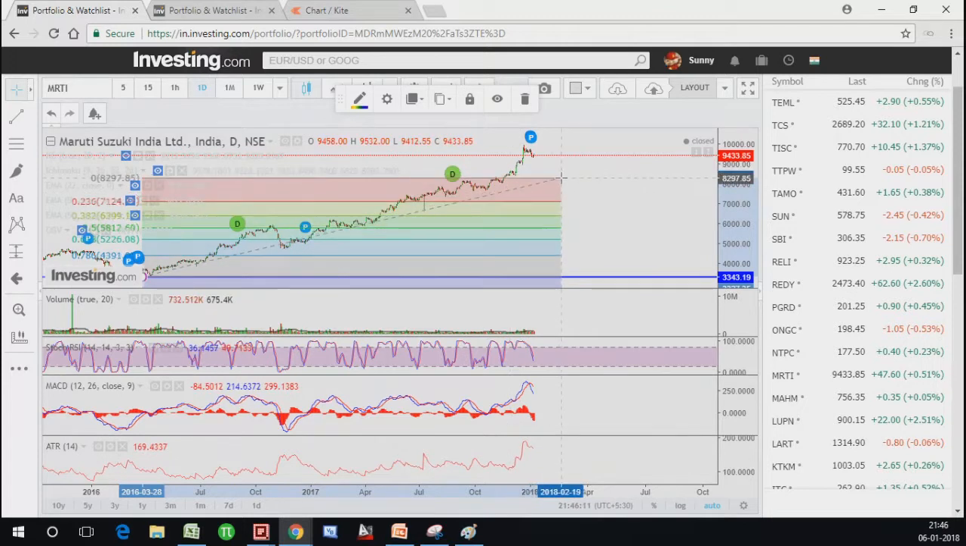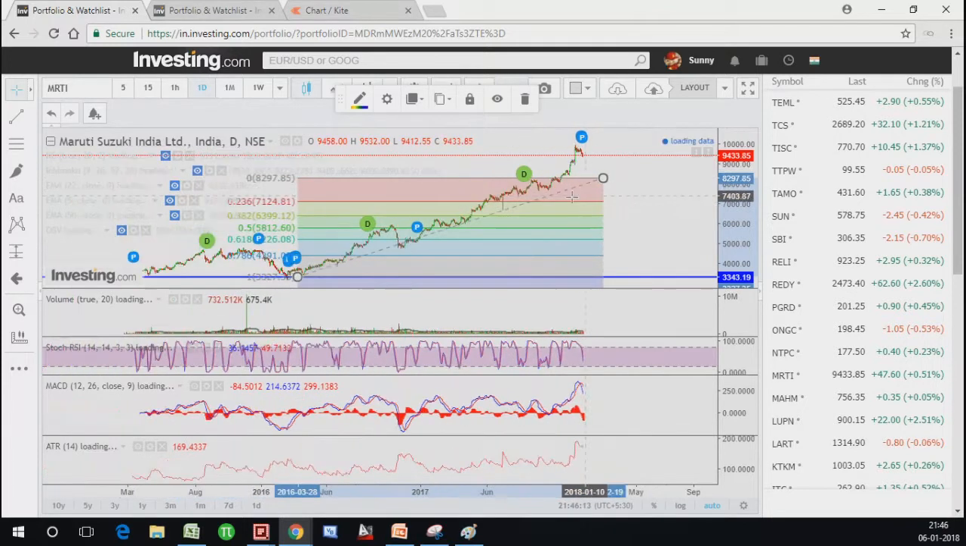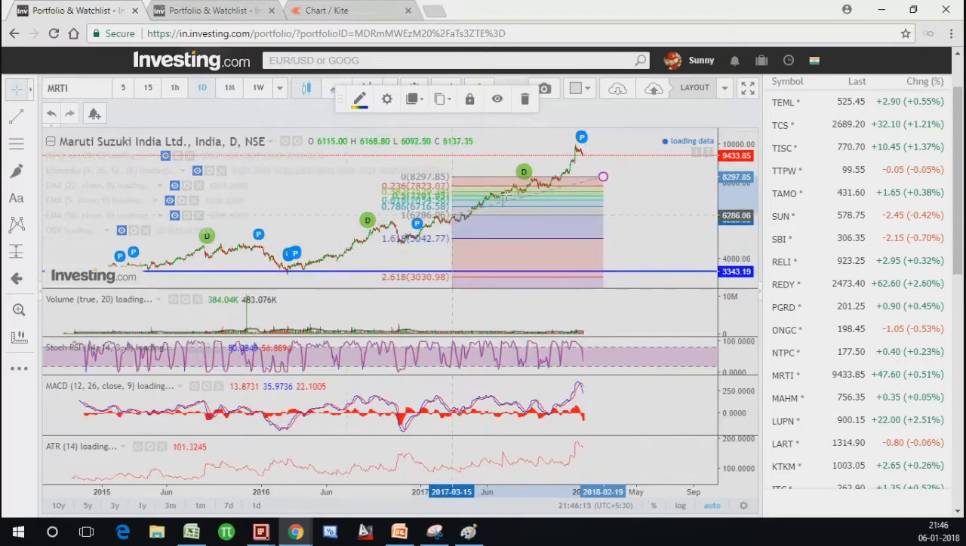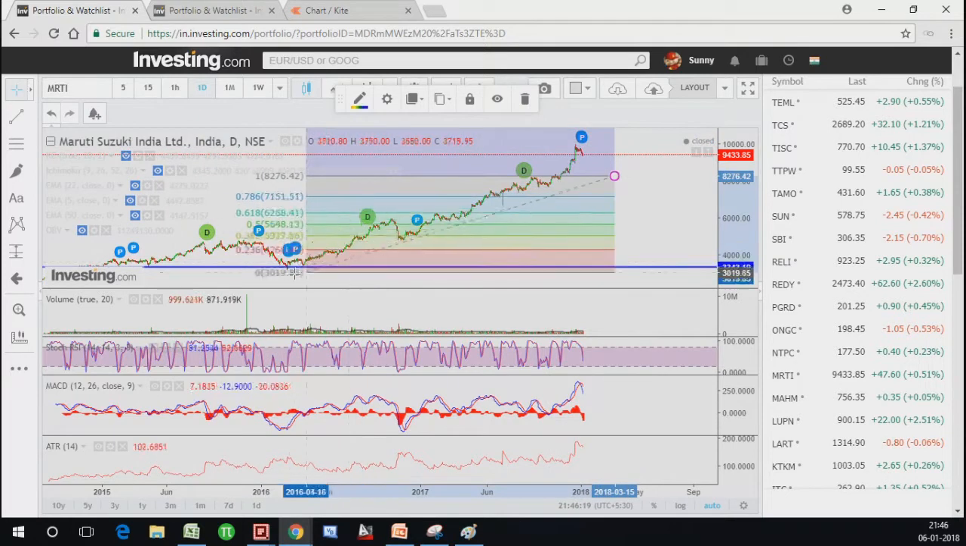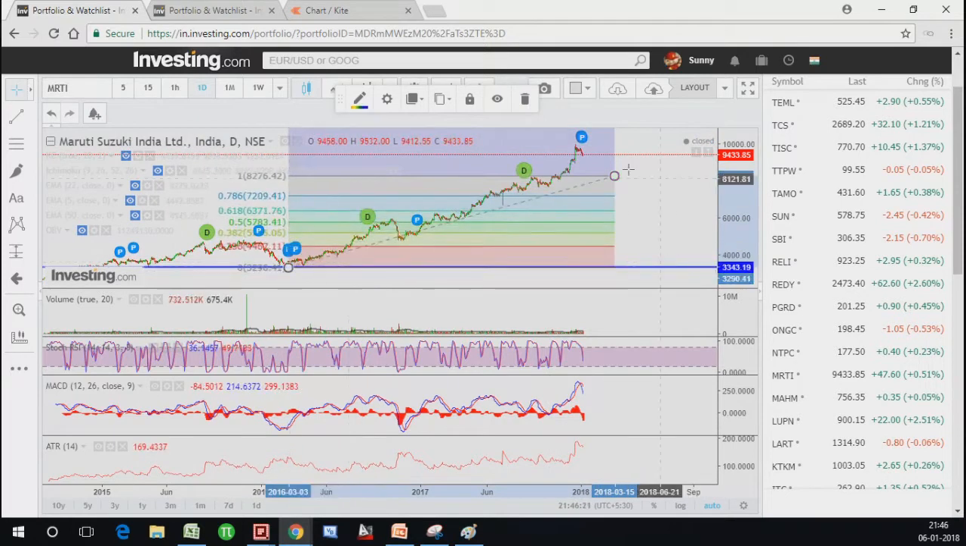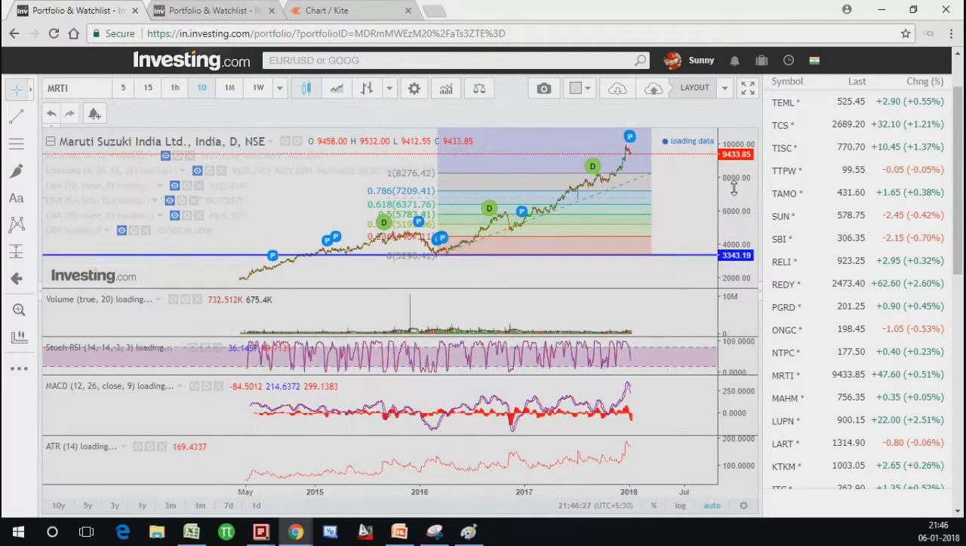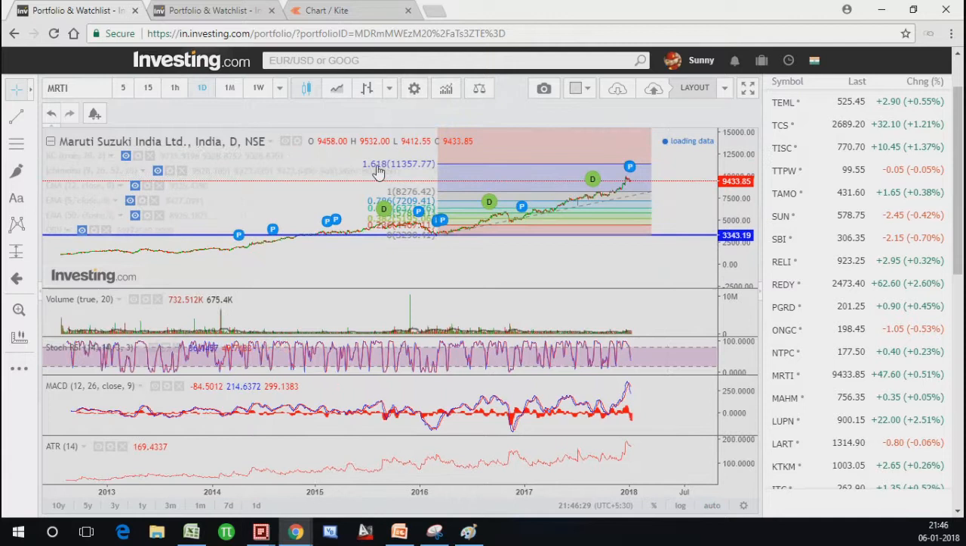In that case, I will reverse the Fibonacci. I will take it in the opposite direction. I would say this reversal has taken place. How far can it go? It can go, if you see, 1.618. So this becomes one level. 11,357 on the daily becomes a level, if this previous high is broken.